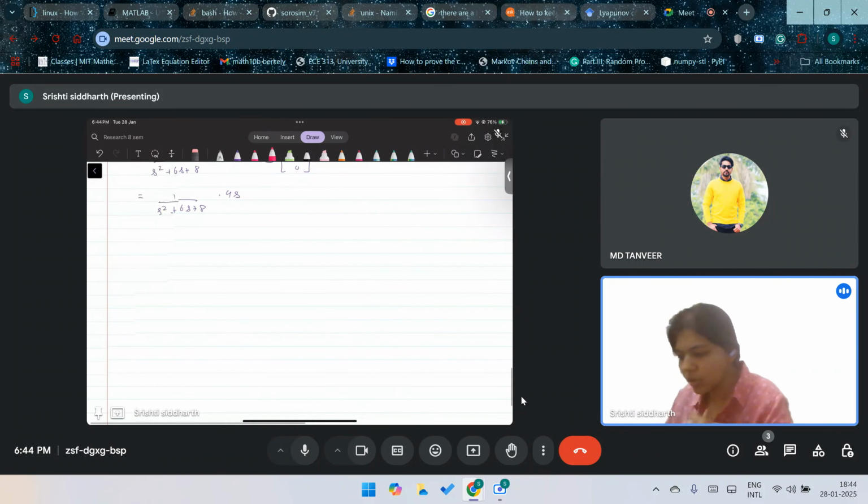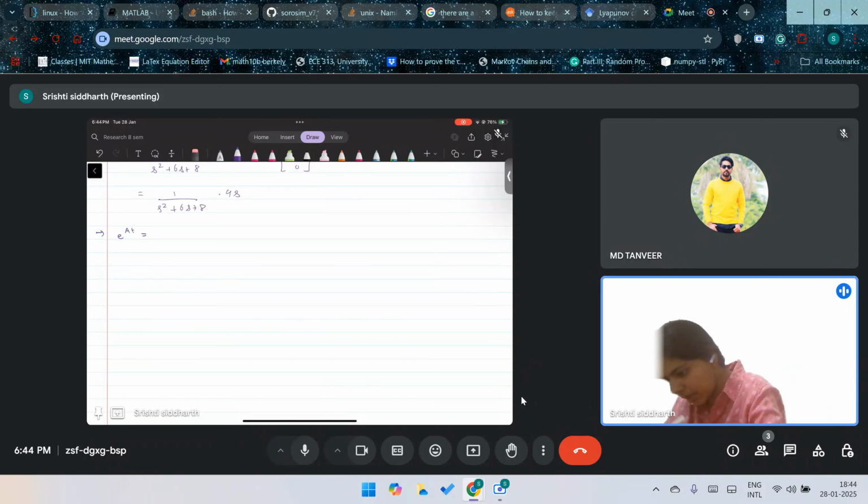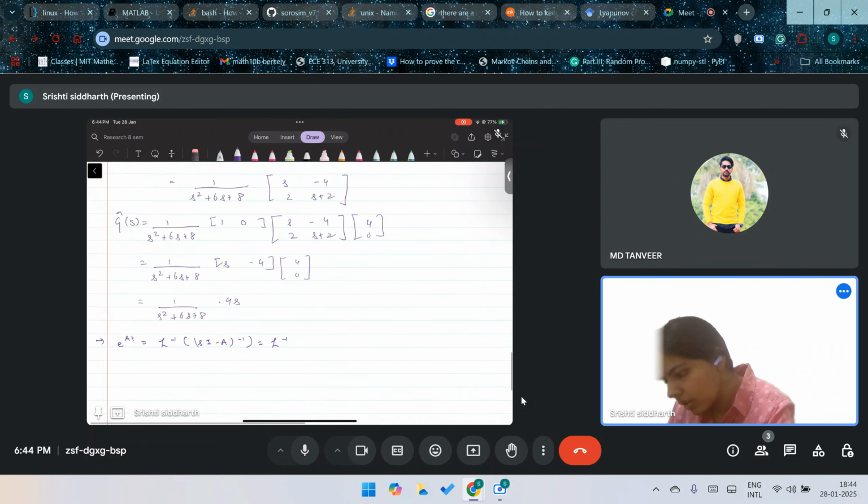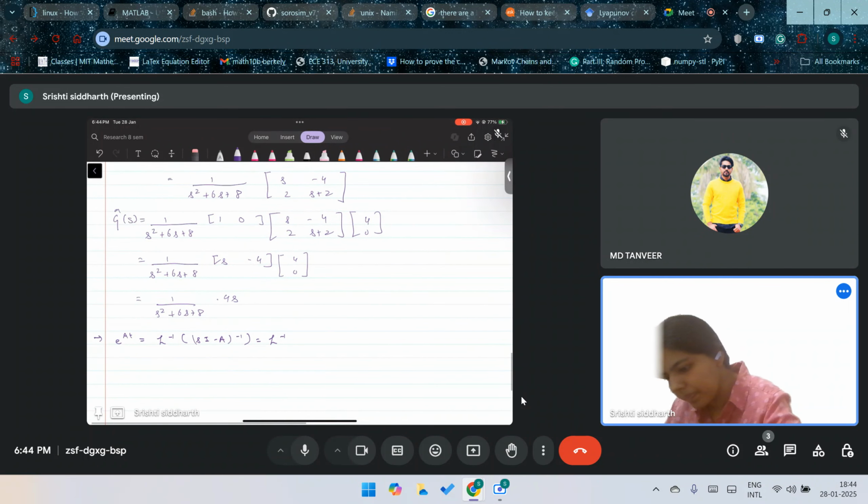So to find the solution to the LTI system, we need the state transition matrix, which is e to the power At. So e to the power At is simply the Laplace inverse of (sI minus A) inverse. So we have just computed the inverse. Let's just go back. Yeah. So the Laplace inverse of this matrix, s squared plus 6s plus 8, s minus 4, 2, and s plus 2.